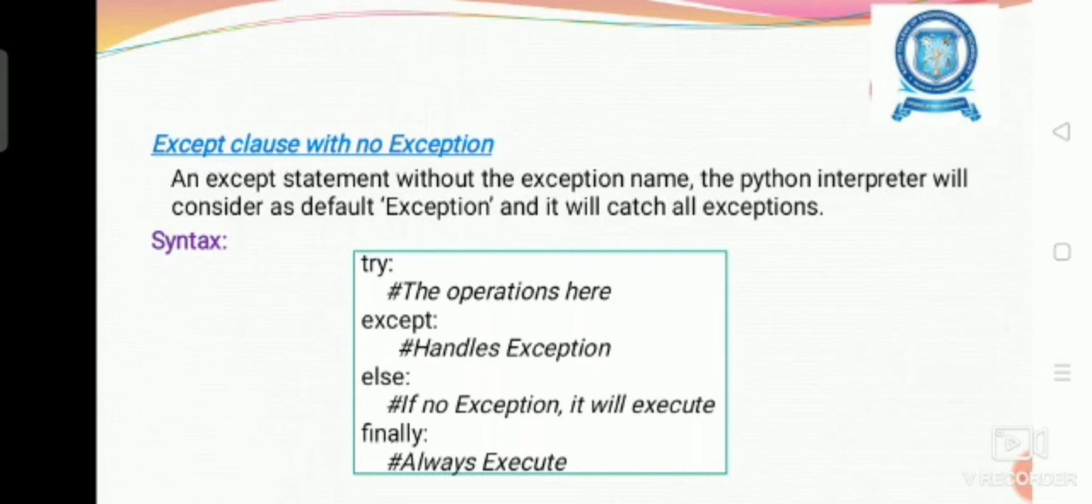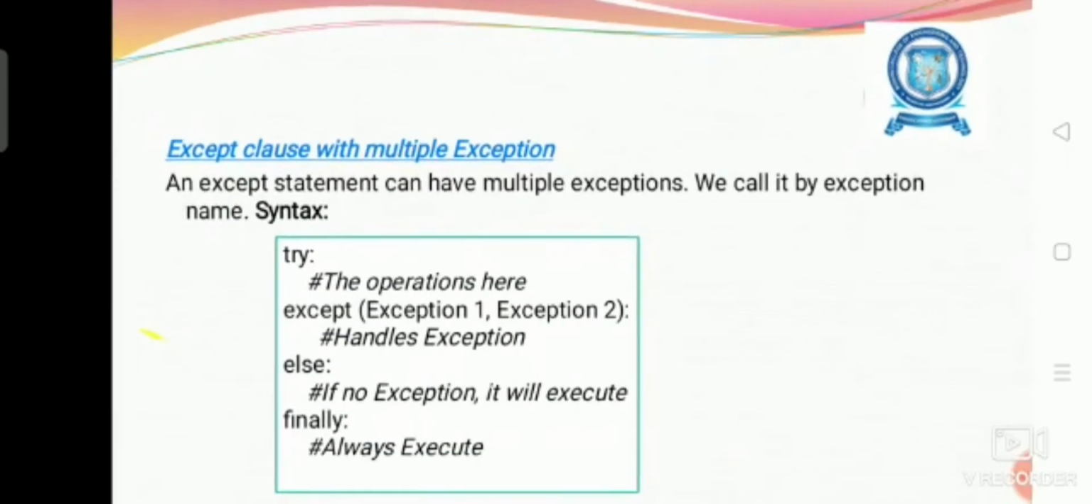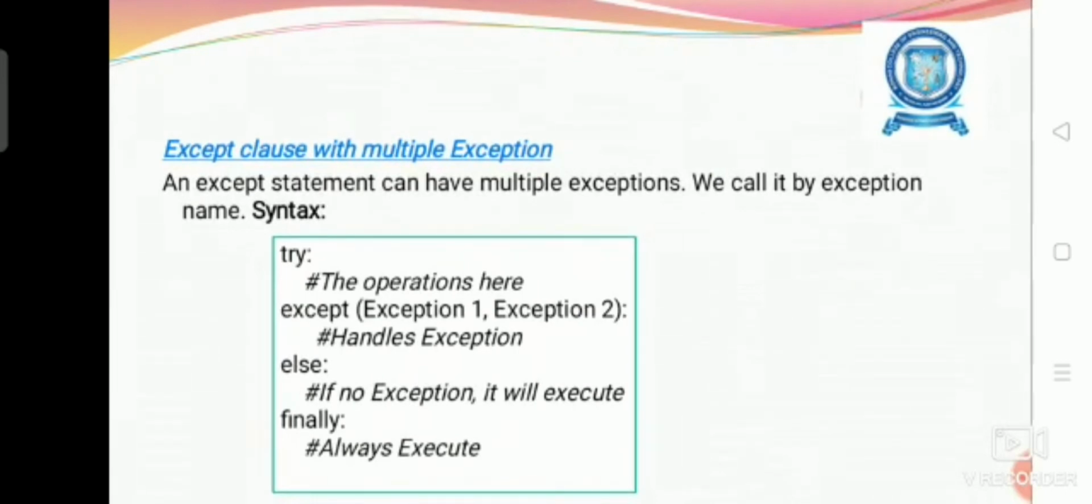If any exception occurs, this particular process will solve the exception. Then the else block will have the statement, that is, if no exception occurs, this else block statement will be executed. Finally, we have one more option.